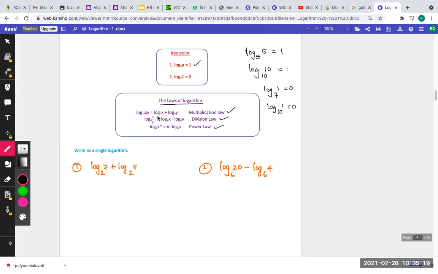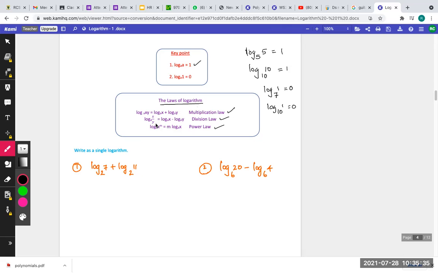And please, this is a common error. What we have been seeing is many people will be tempted to write log x to the base a times log y to the base a equal to log xy to the base a. No, right? It is addition.